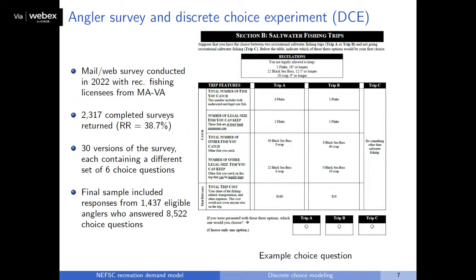So when they got to this section, the respondents were presented with three options. Trip A and B were fishing trip options that were characterized by different numbers of fish caught and kept and a trip cost. And trip C was an option to do something other than saltwater fishing. They were asked to compare the attributes of each option and choose the option that they liked the best. So you can see here, just looking at this specific example, trip A is a high catch, high cost option. So the angler could keep two fluke, 22 black sea bass, and it cost $160 versus trip B, which was a low catch, low cost option. So they could keep one fluke and 10 scup and it cost $10.